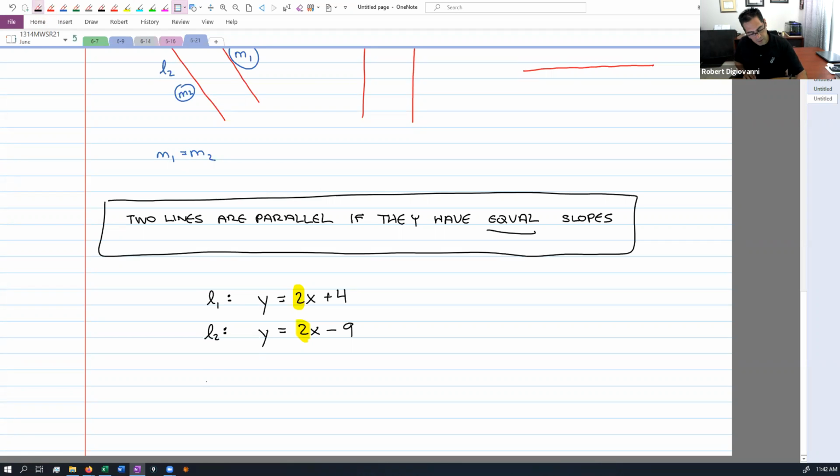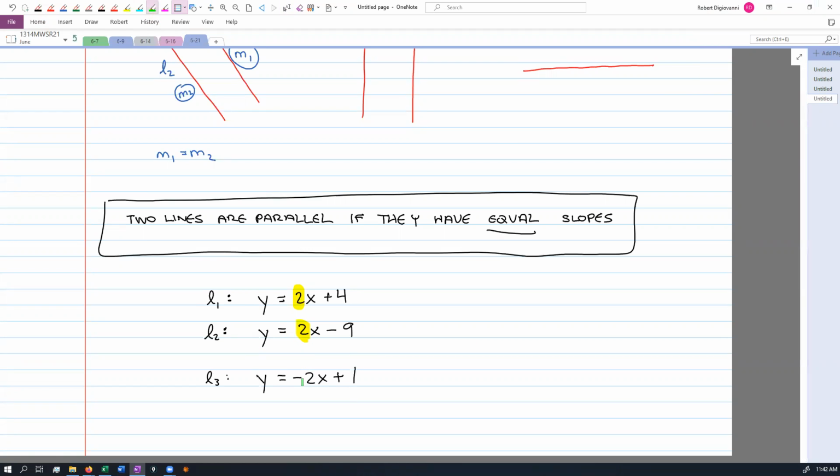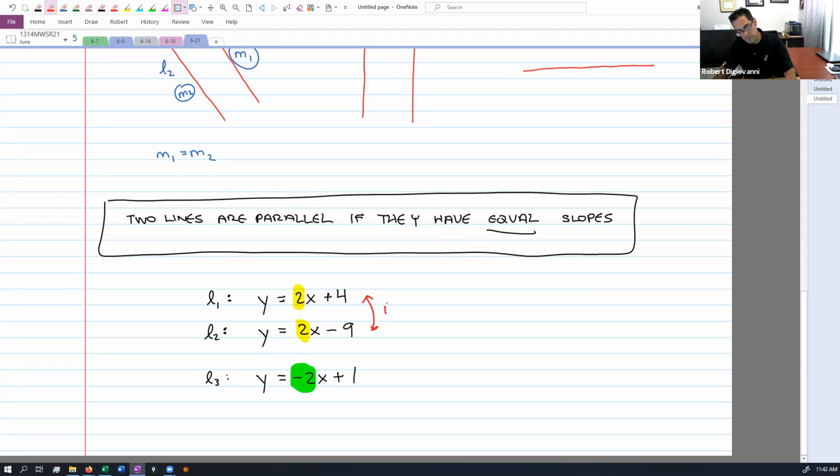What about L3? I'm going to give you a third line. Y equals negative 2x plus 1. Would L3 be parallel to these? No, because it's negative 2, right? So these two would be parallel because they have the same slope. This one would not be parallel to either one of those. Are y'all with me? Any questions on that? Okay.